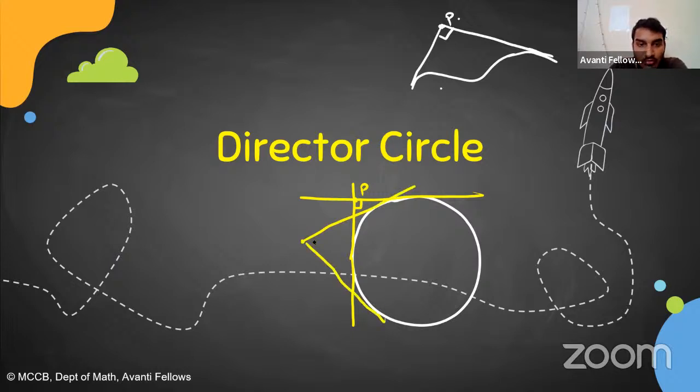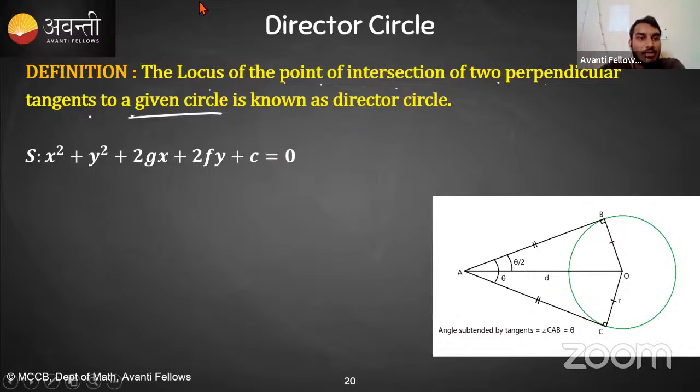Okay, so the director circle is a locus such that the tangents from the point on the circle or on a curve are at 90 degrees. Is this clear? Is the definition clear or not? Tell me. Is the definition of director circle clear?